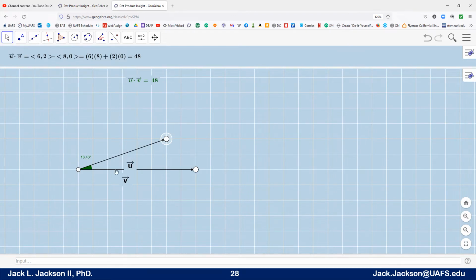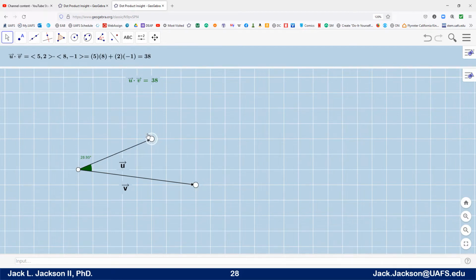Notice that this vector v goes to the right 1, 2, 3, 4, 5, 6, 7, 8, and down 1. So that's 8, -1. This vector goes 1, 2, 3, 4, 5, 6 to the right and up 2. So that's the vector 6, 2. We can see the dot product computed here: 6 times 8 is 48, and 2 times -1 is -2. 48 minus 2 is 46. Here's the angle between the vectors. The program can measure that for us.